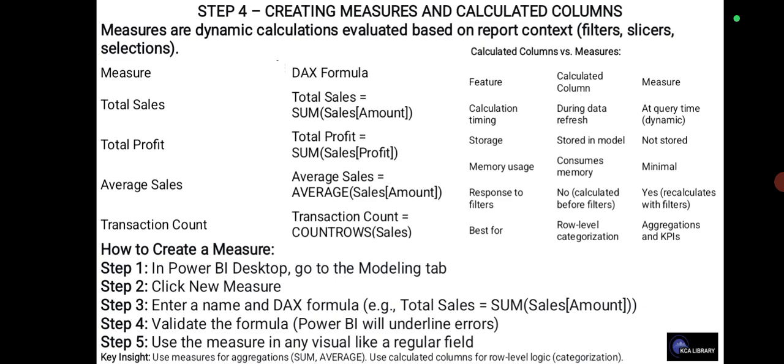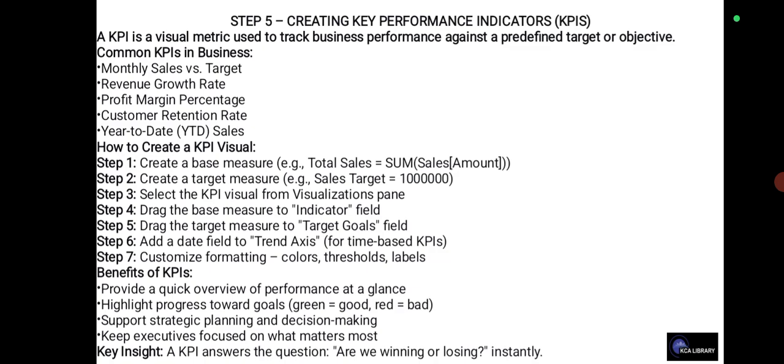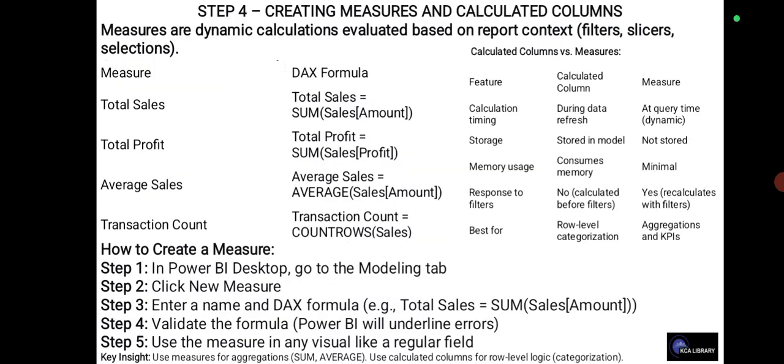You enter a name and DAX formula. Don't forget, we looked at DAX before, I think in module 6, right? So you enter a name and DAX formula. Maybe you want to do sum, you want to do average or so. Then anyone you want, you just click. Then validate the formula. When you validate, Power BI will simply underline the errors, if there are any. And after that, use the measure in any visual like a regular field. Okay, so that is it.